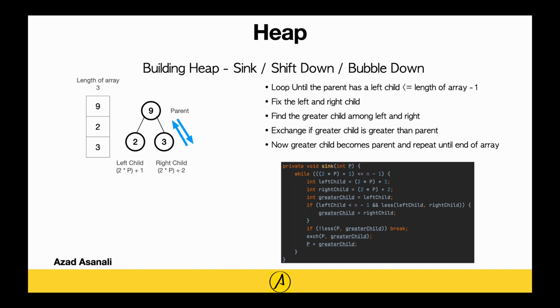This condition stands. So then what we need to do is check left and right child, who is greater. If right child is greater than left child, we will fix right child as our greater child. Then we need to check whether our parent P is less than the greater child. If it is, we will exchange the parent and the greater child, and now the greater child becomes the parent. So this is our formula for deriving the heap invariant property.